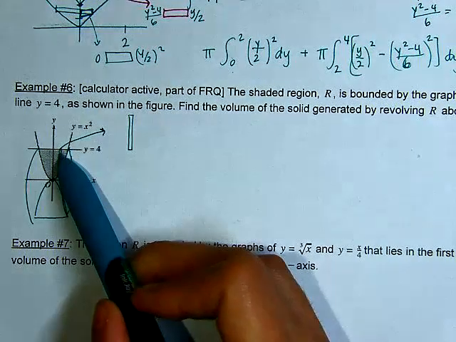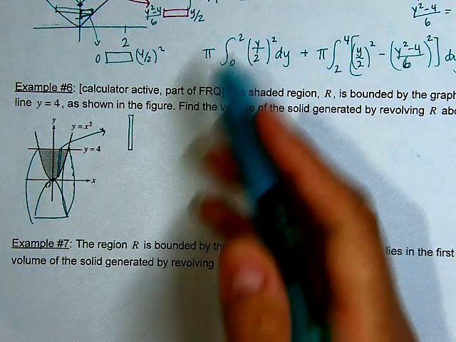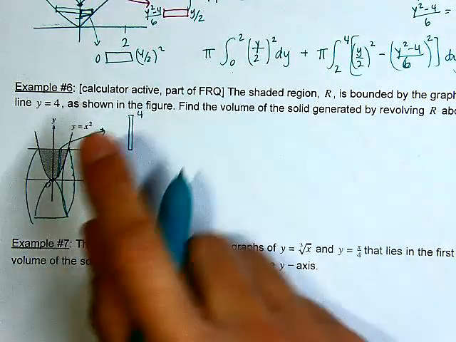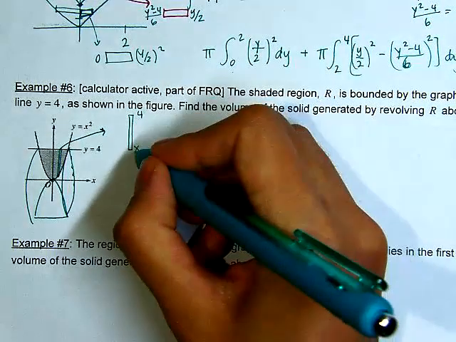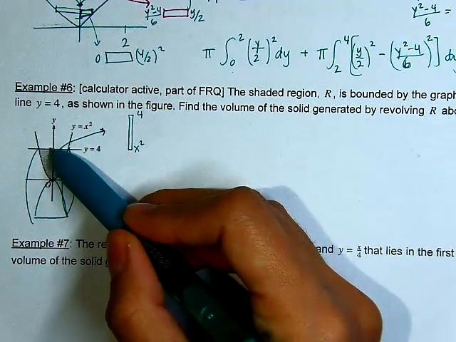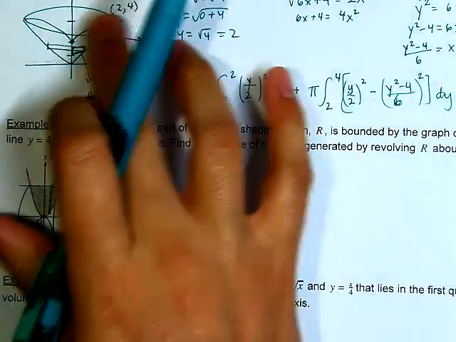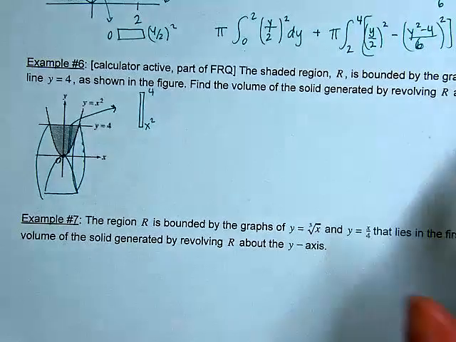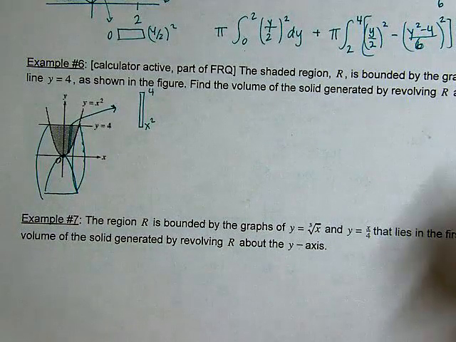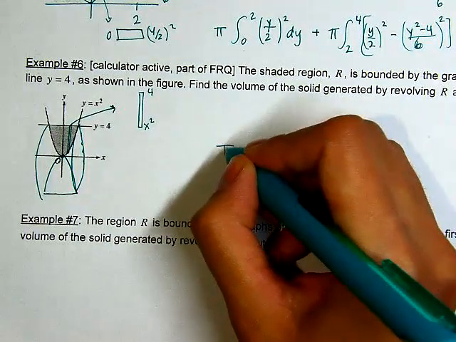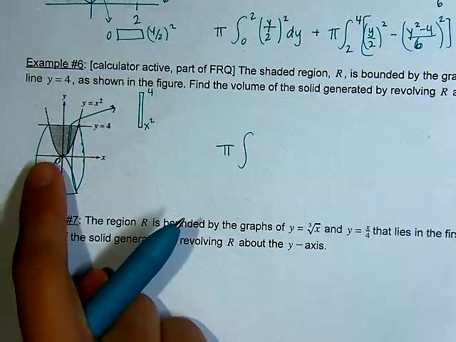So here my top y, my outside radius, is y equals 4. My inside radius is x squared. And you'll notice no matter where I draw that slice, it's all going to be the same, unlike the previous problems where depending on where we drew the slice, it could have different outside and inside radii. So using the formula, we just need to figure out my x values.